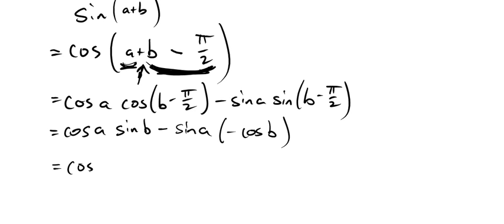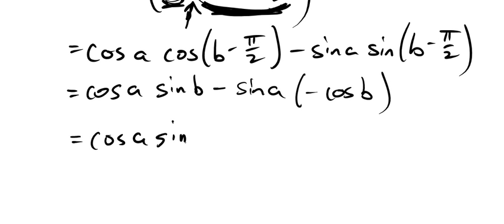So this is cos A sine B plus, because I got two negatives multiplied there, sine A cos B. Sometimes you see the second part written like cosine, cosine, but it's the same thing. Got it. Done.